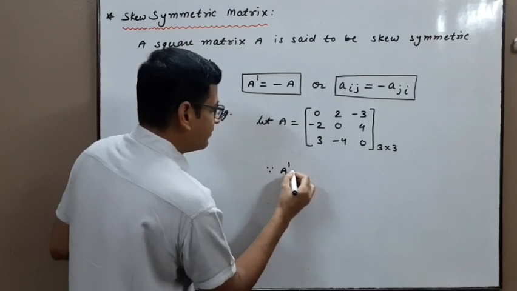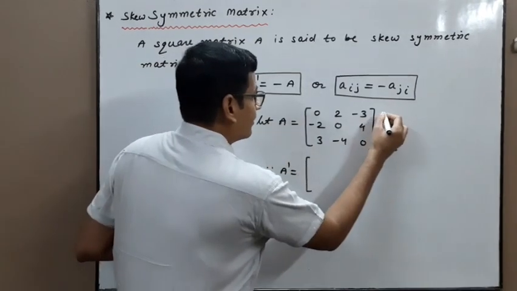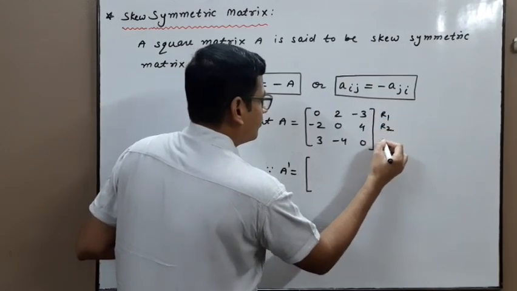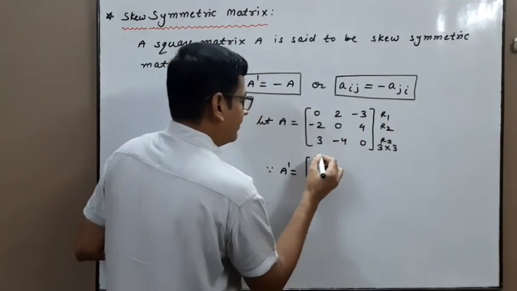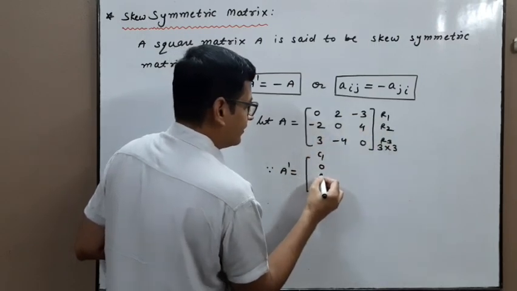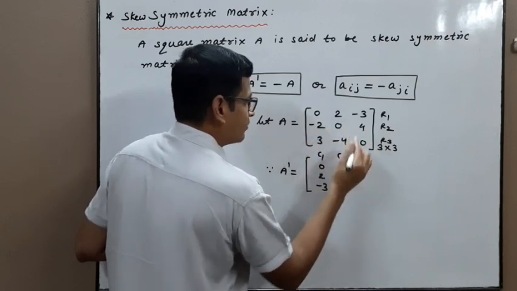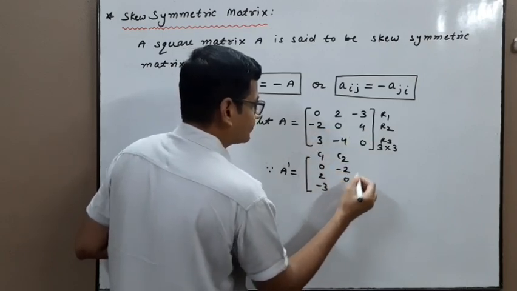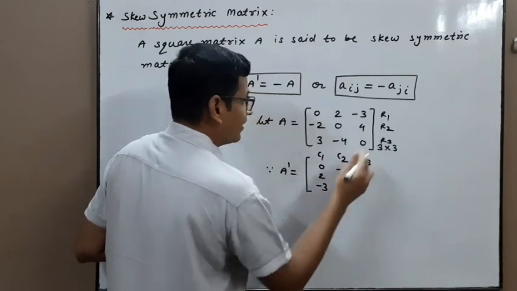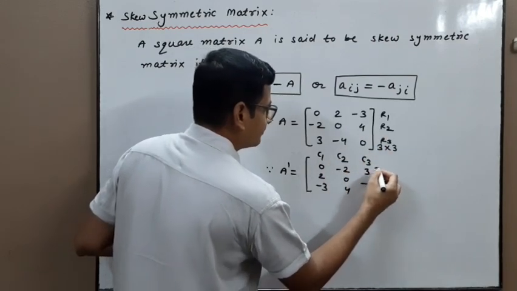Since transpose of A is equal to R1, R2, R3. Now write row 1 in place of column 1, 0, 2, minus 3. Now write R2 in place of column 2, minus 2, 0, 4. Write R3 in place of C3, 3, minus 4, 0.